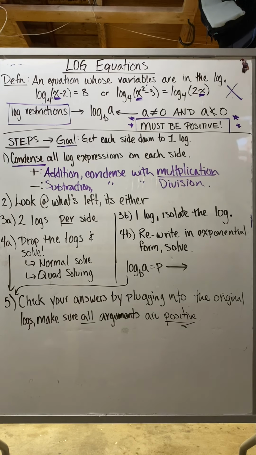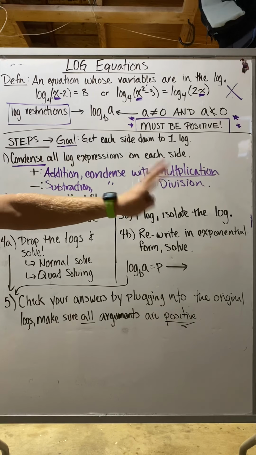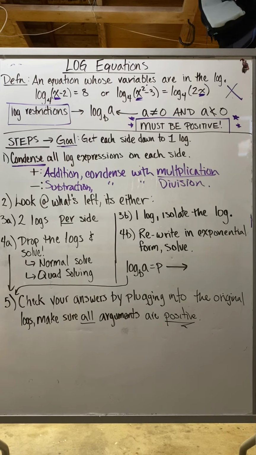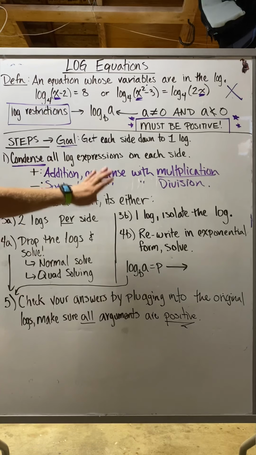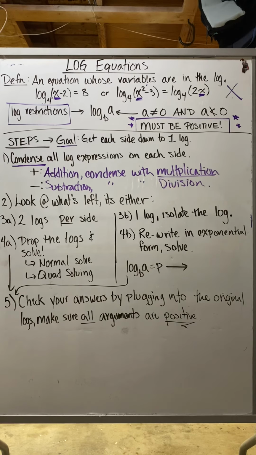Now the thing is, these are hard to do in that you get two different types of questions. Once you have condensed all log expressions on the left and then condensed all log expressions on the right, you're going to want to look at what's left, because it's one of these two things. It's either 2 logs per side, you've already condensed everything down, or there's 1 log and it equals a number on the other side. So this is where you have to look at which of these 2 cases is going to happen and how to deal with them.